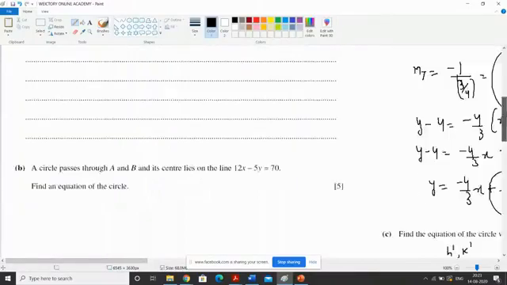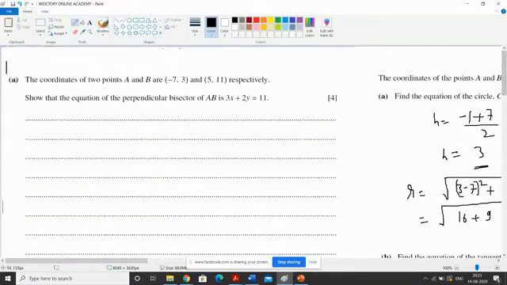Let's see the next question. The coordinates of the 2 points A and B. Find the equation of the perpendicular bisector. So the perpendicular bisector is passing through the midpoint of these 2 points, and the product of the gradient of the perpendicular bisector and this has to be equal to minus 1.